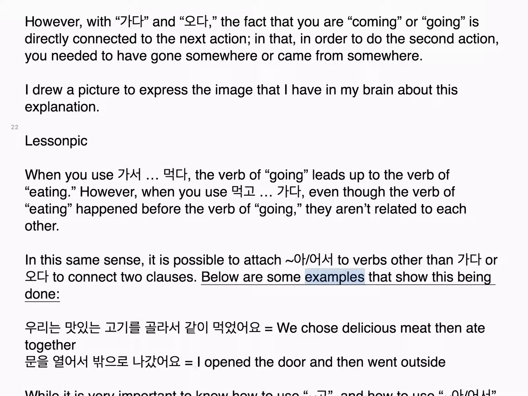Below are some examples that show this being done. 우리는 맛있는 고기를 골라서 같이 먹었어요. We chose delicious meat and ate together. 문을 열어서 밖으로 나갔어요. I opened the door and then went outside.